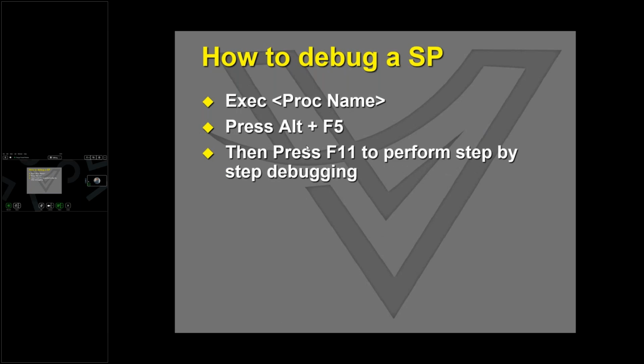How to debug a stored procedure? Debug is Alt F5. Or you will have an option called Debug beside the Execute option. When you click on that, it will show you step by step execution. Then you need to press F11. If you press F11, it will show you the first part that is executed. When you press F11 one more time, it will show the next part of the execution, step by step.